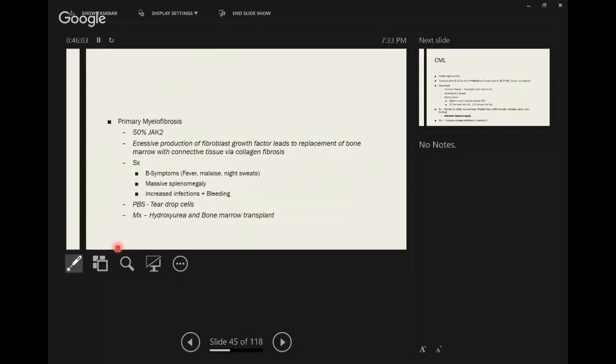Oh, so they're referred to as B symptoms. There used to be A symptoms and C symptoms and D symptoms. Those classifications don't really exist anymore. B symptoms just means fever, malaise, night sweats. It's just a name for that grouping of symptoms.